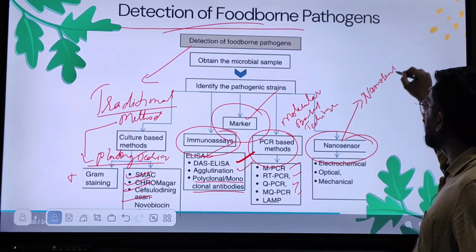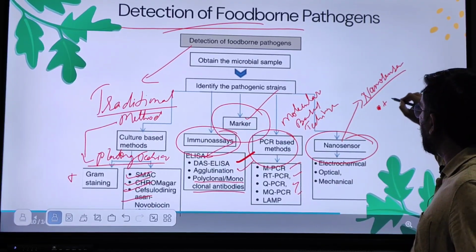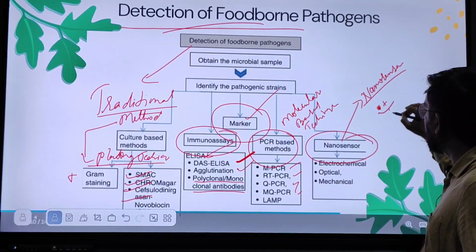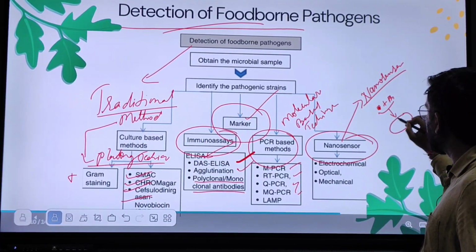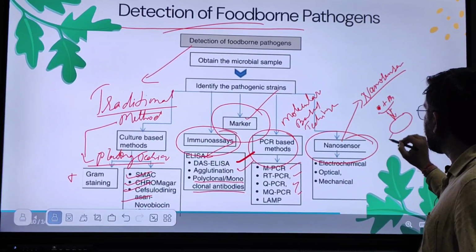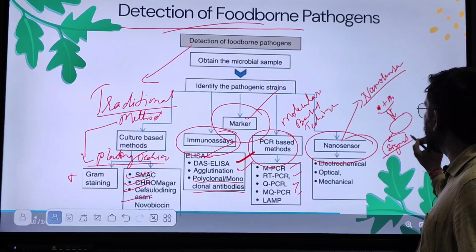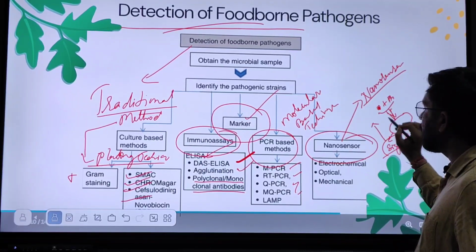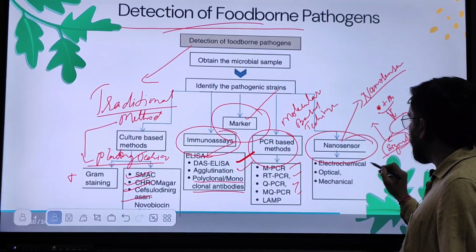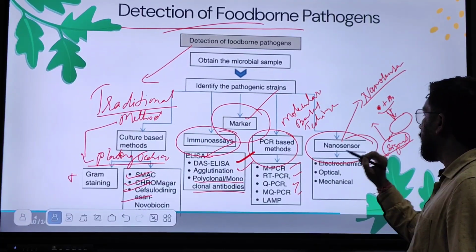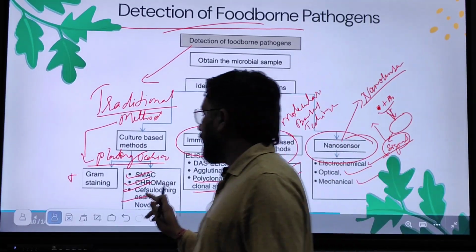nanosensors, wherein a nanoparticle is tagged with antibody or antigen, and when they encounter a particular pathogen, they go and bind and give the signal which can be used for quantitative detection, whether the pathogen is present or not. The nanosensors can be of different types like electrochemical, optical, mechanical, etc.